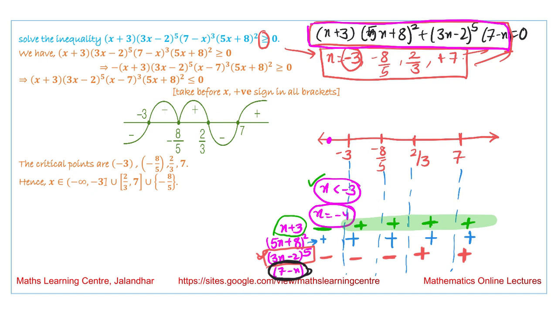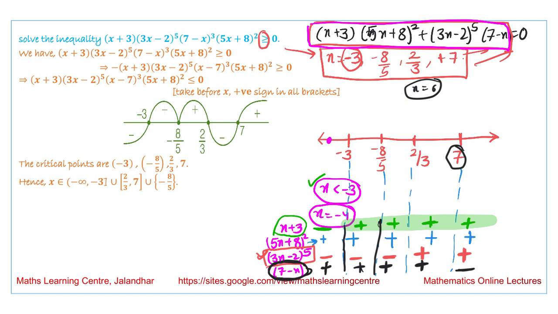In 7 - x, if I substitute a value less than 7, suppose x equal to 6, the answer I obtain is positive. If I substitute 0, it is positive. If I substitute negative numbers, it will be positive. So in all these regions it will be positive. At these points it is 0, and after this we have this portion, it is negative.